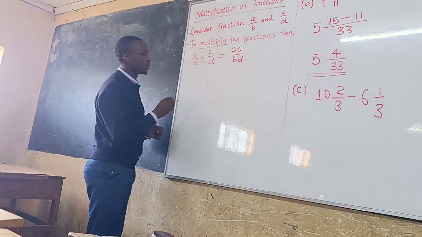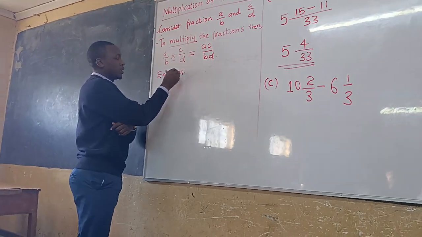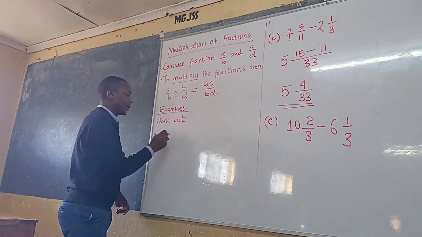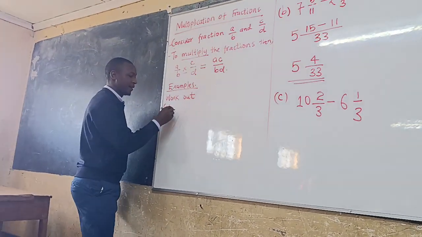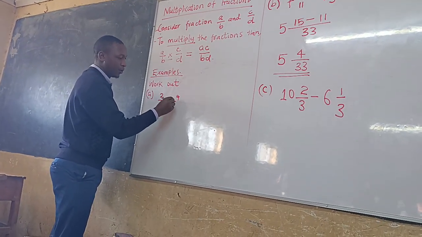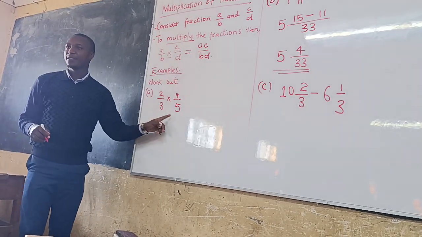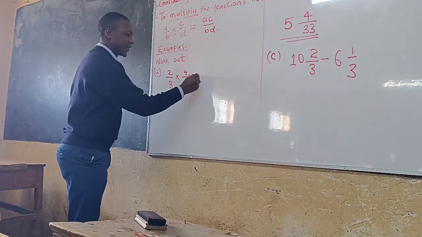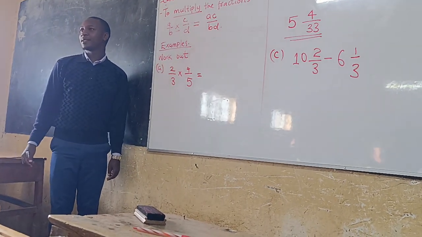If we do an example, it's going to be so easy. Examples. Work out A. The first one is 2 over 3 times 4 over 5. So let's go. 2 over 3 times 4 over 5. So who is going to tell me what we have said?